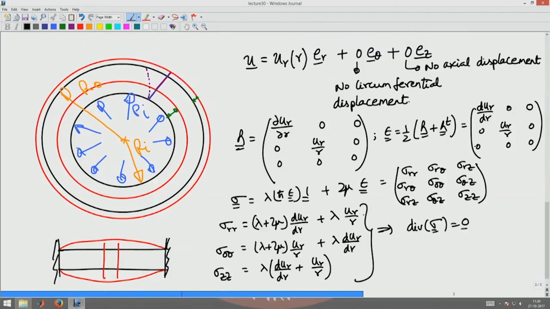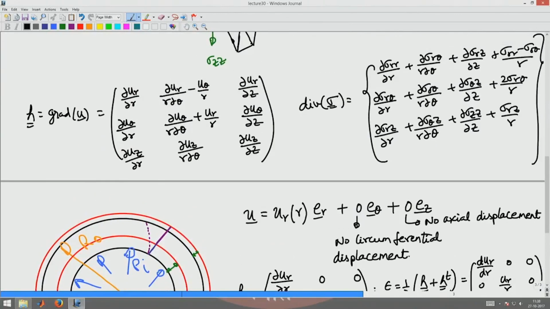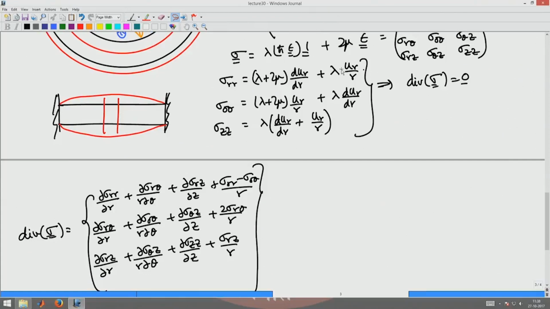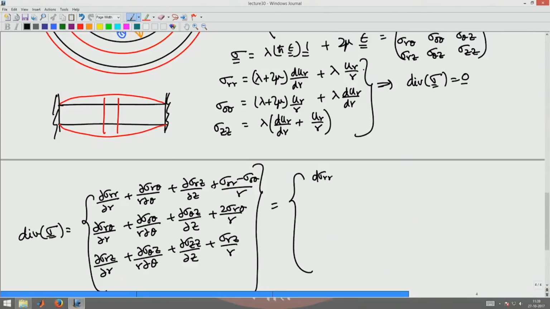Okay. Now divergence of sigma is given by the expression in here. Here you find that the sigma r theta component is 0, so this goes to 0, r z is 0, whereas sigma r r and sigma theta theta are not 0. So in the first equation you will retain d sigma r r by dr plus sigma r r minus sigma theta theta by r.